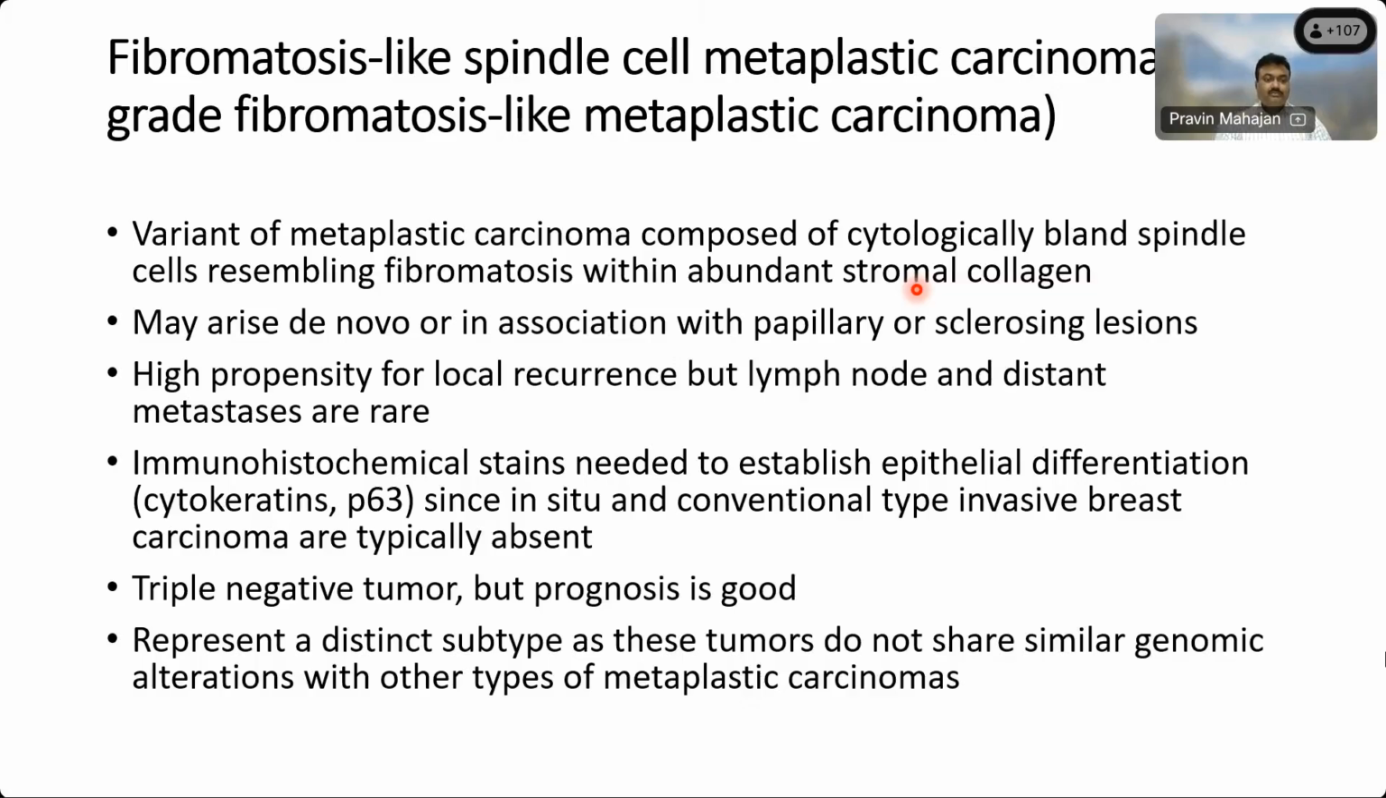Okay. I already said, even though they are triple negative, the prognosis is much, much better than the other high grade triple negative breast cancers. And what people believe, those who do the research, is that these are a distinct subtype because these tumors do not share similar genomic alterations with other types of metaplastic carcinoma, which I said, like high grade metaplastic carcinomas, grade 3, which are triple negative.